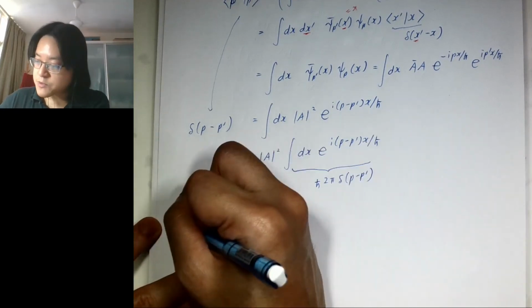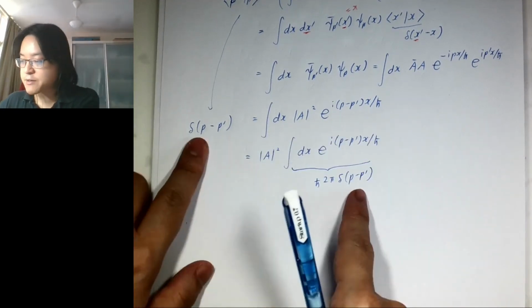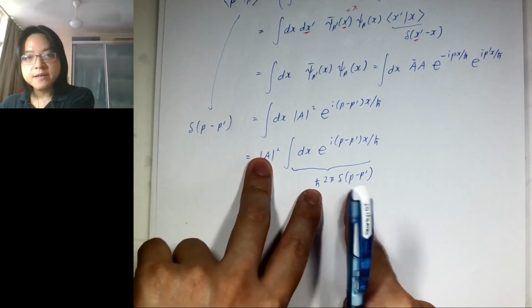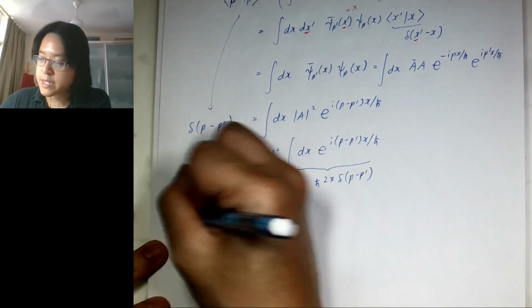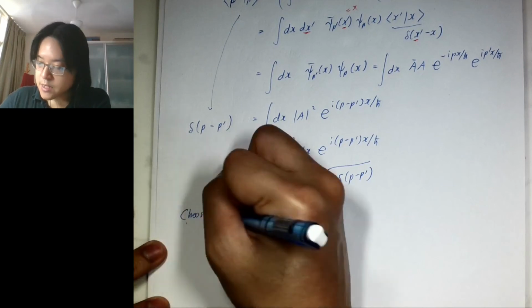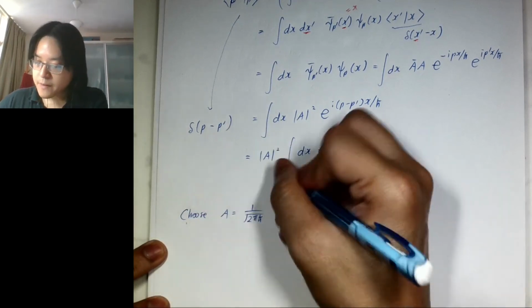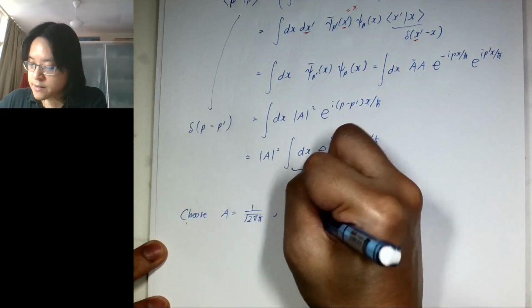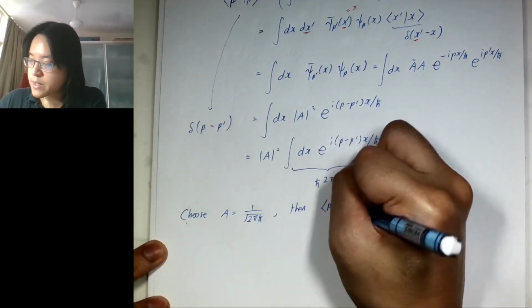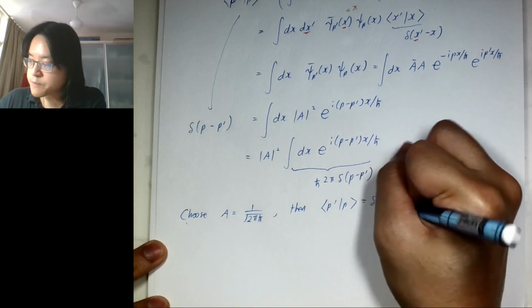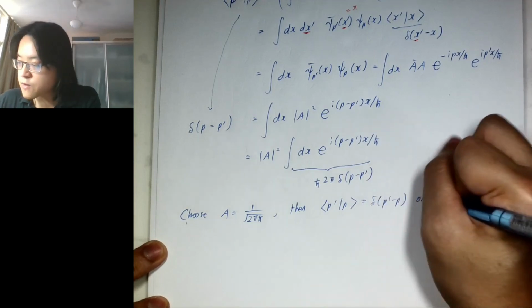If I were to make it normalized, if I want to make this equal to this, then my constant a should cancel with this, making it equal to 1. So I shall choose a to be 1 over square root of 2 pi h bar. Then we have delta p prime minus p, which is also normal.